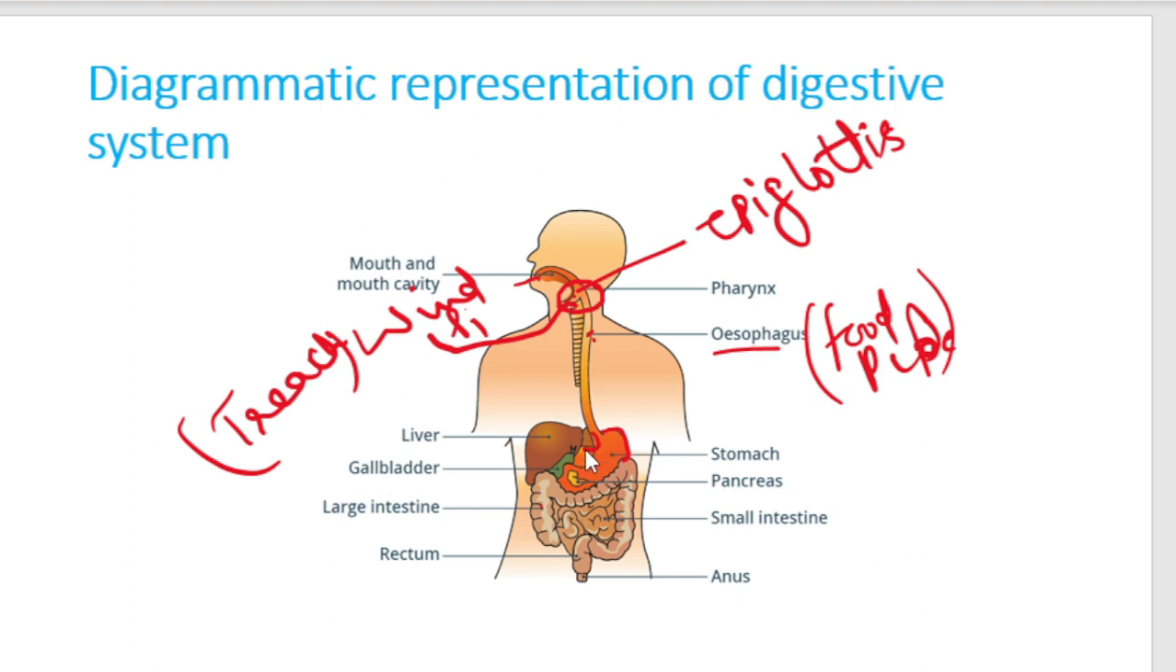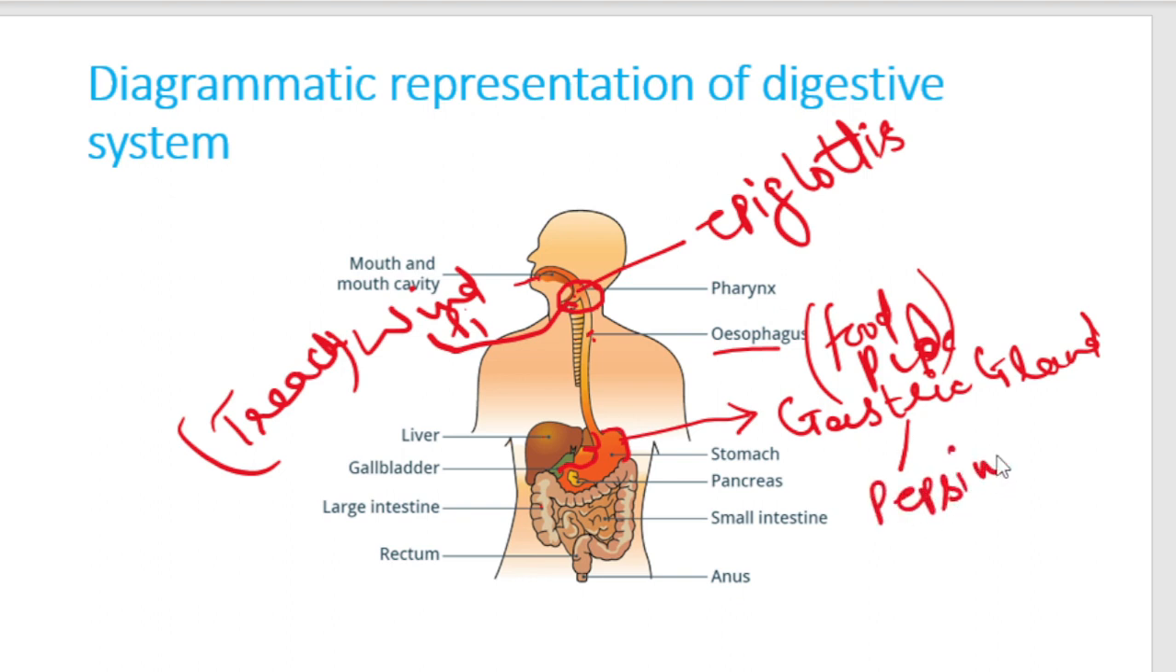The stomach is a U-shaped organ. It is a muscular organ. It can easily be expanded. It expands when food enters into it. Here the first process of digestion takes place. Inside the stomach there are gastric glands. These release an enzyme called pepsin. Pepsin is an enzyme which generally breaks down the proteins in food into simpler forms.